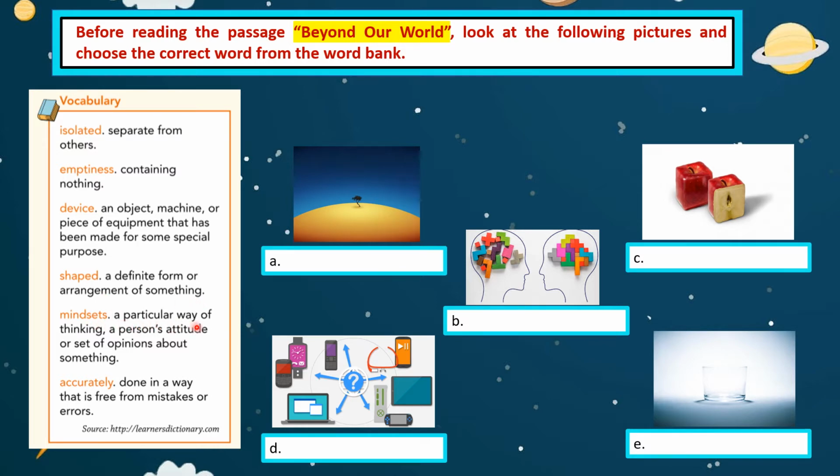mindset, a particular way of thinking, a person's attitude or set of opinions about something, accurately, done in a way that is free from mistakes or errors. Over here we have the definitions in English, but if you don't understand the definitions, please look at the words on your dictionary.